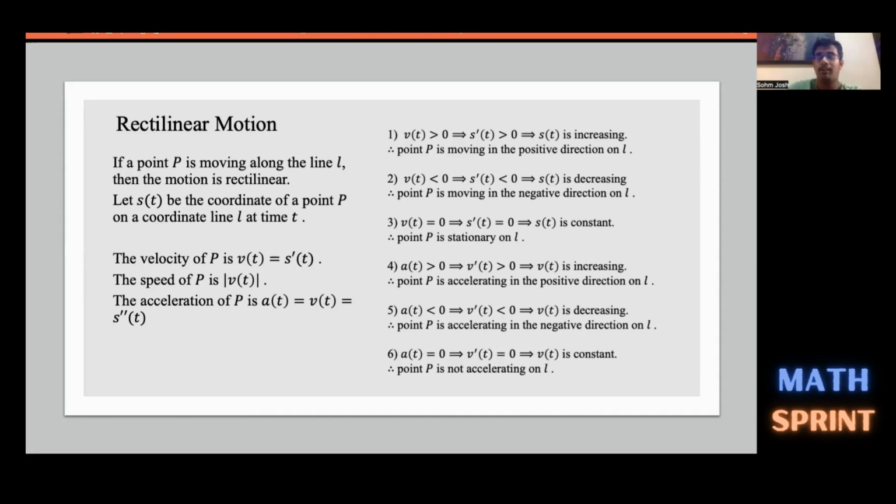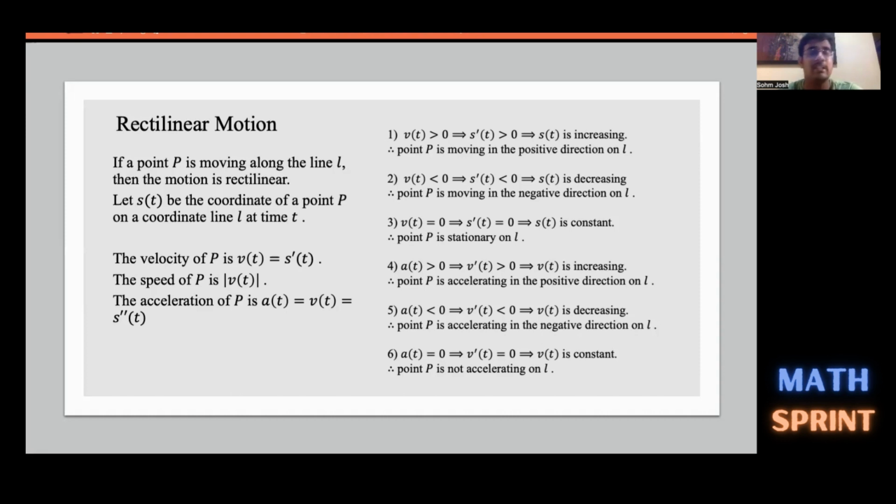So here's some points to understand on the right. They are actually rather self-explanatory. The first one is v of t. If v of t is greater than 0, then s dash of t is greater than 0. So therefore, we say that s of t is increasing. Now, that means if s of t is increasing, then point P is moving in the positive direction on L.